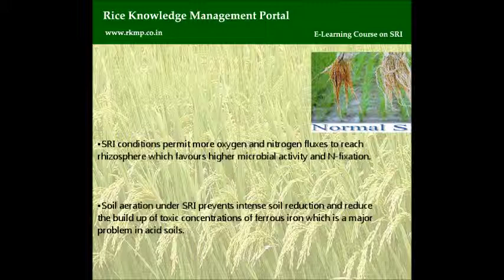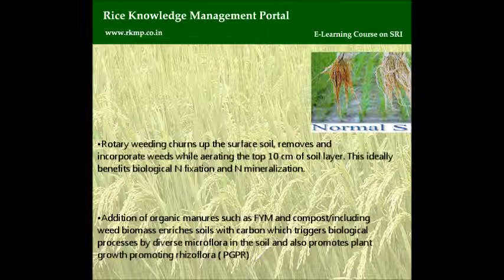Soil aeration under SRI prevents intense soil reduction and reduces the buildup of toxic concentrations of ferrous iron, which is a major problem in acid soil. Rotary weeding churns up the surface soil, removes and incorporates weeds, while aerating the top 10 centimeters of soil layer. This ideally benefits biological nitrogen fixation and nitrogen mineralization.